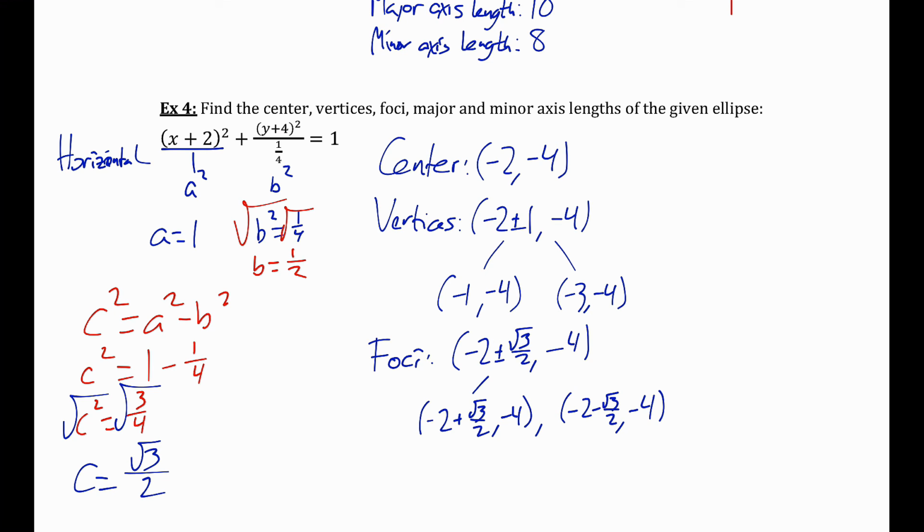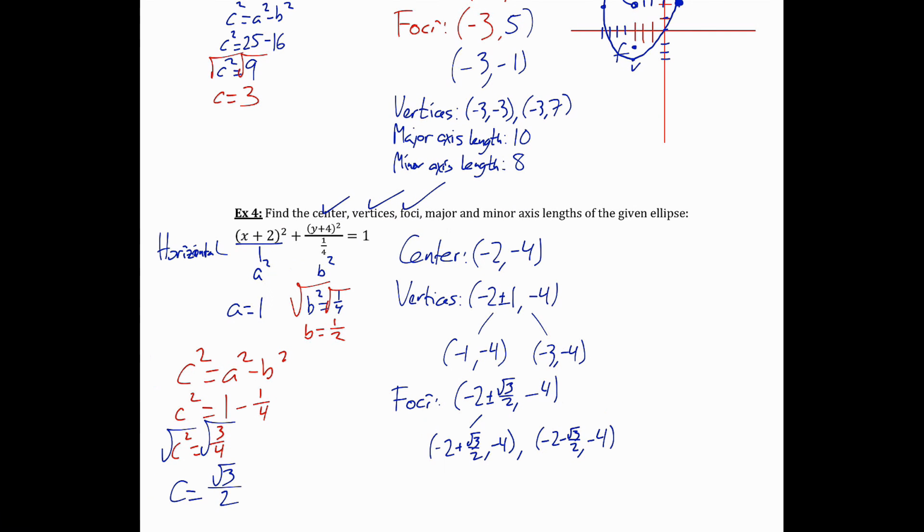All right, just making sure we've done this. We've got the center, the vertices, and the foci. Now we're going to do the major and minor axis length. The major axis is just going to be 2 times a. So that'd be 2 times 1, which is just 2. Again, that comes from 2a. Our minor axis length is going to be 2 times our b value. Our b value ended up being 1/2, so it's 2 times 1/2, which is just 1. So we found our major and minor axis lengths as well.